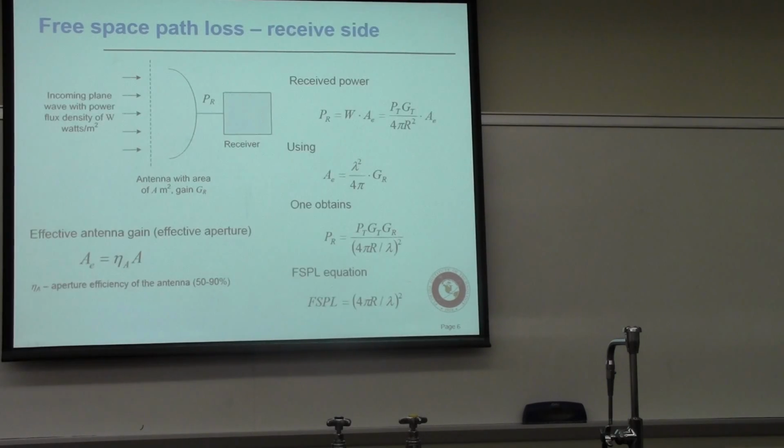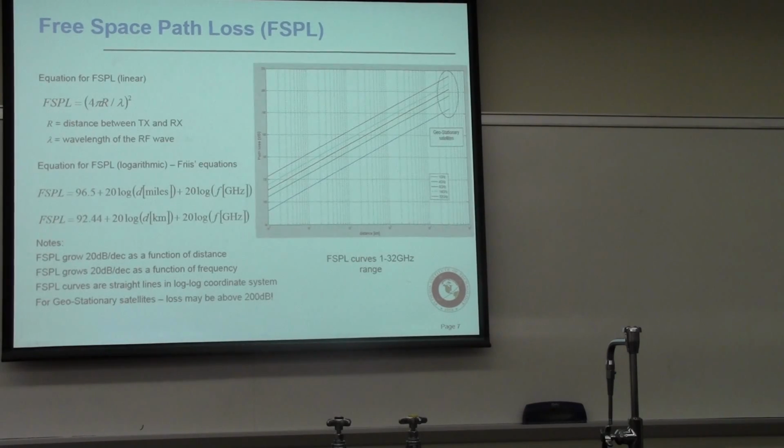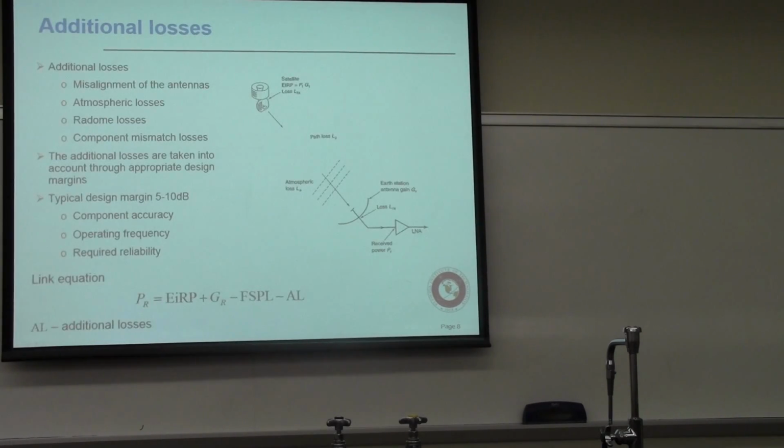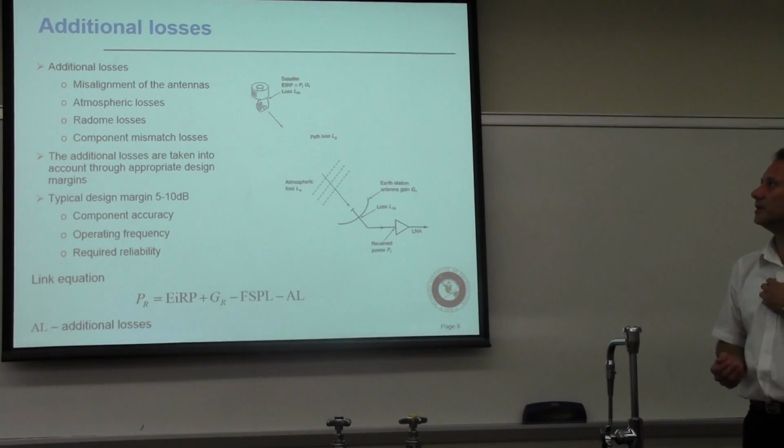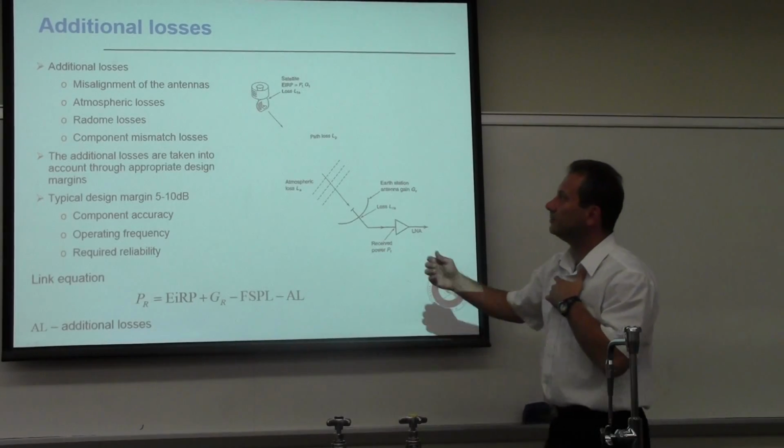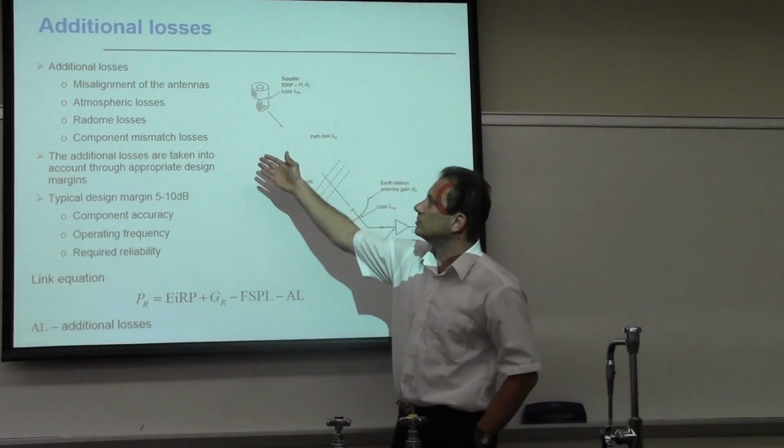Okay, so let's see, we talked about this one. Several times I mentioned these additional losses. Where are these additional losses coming from? There are several factors. I'm going to list some of the big ones, but as we progress, we're going to address them in more detail. But some of them are really easy to spot right away.